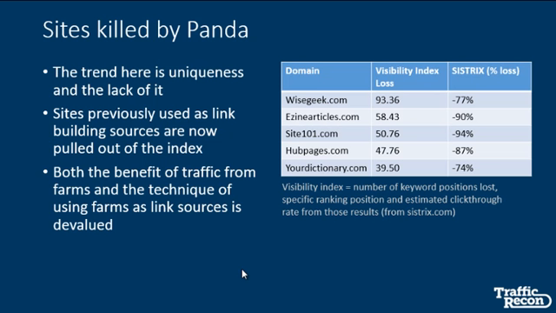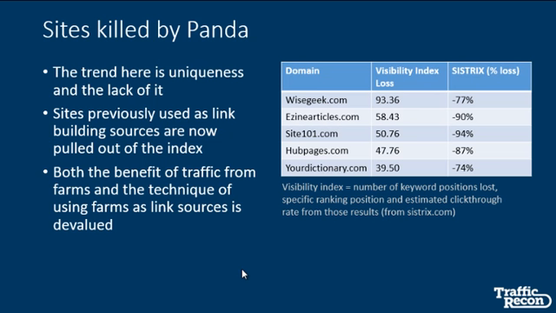The benefit of the content farms and the technique of using farms as link sources overall basically just fell out, right? So if you were dependent on using these link farms, or if you were getting all your link juice from eZine Articles or Hub Pages, just as two examples, when this happened, your site was also killed by Panda because you basically lost all your link weight.